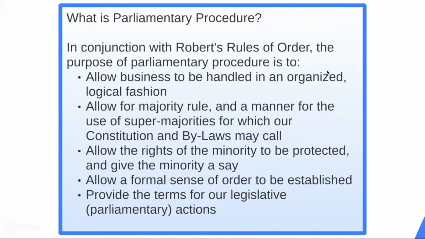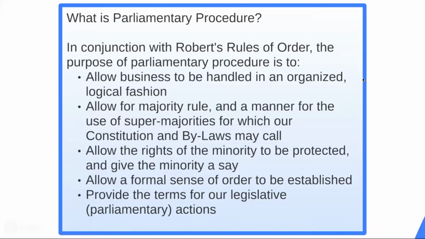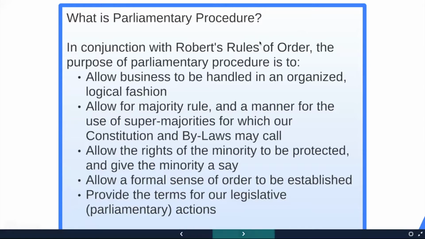Also, Robert's Rules of Order allows for what is referred to as majority rule, which essentially means that there is a vote taken for actions that are passed, like motions. And so this means essentially that everybody gets input and an opinion, but that ultimately the majority vote is what is considered to be passing.